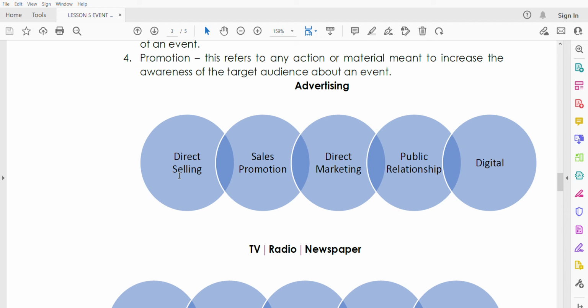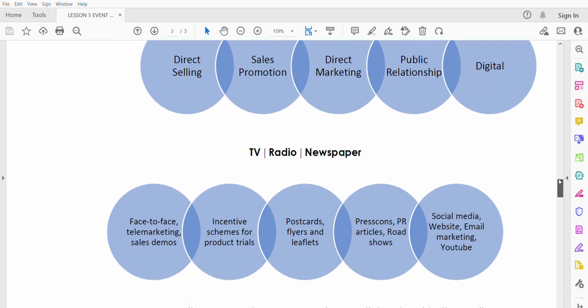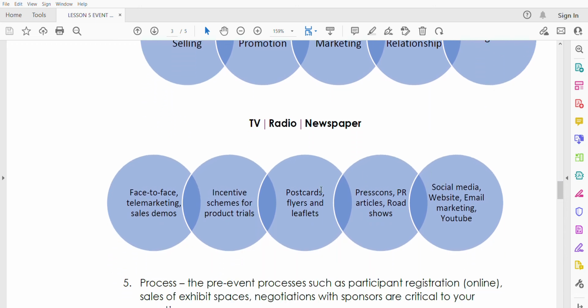Direct selling, sales promotion, direct marketing, public relations, as well as digital marketing. You can also use TV, the radio, or newspapers. So, pwede siya face-to-face telemarketing or you conduct sales demonstrations. Incentive schemes for product trials, postcards, flyers, and leaflets, press cons, PR articles, roadshows, and the use of social media, different websites, email marketing, and YouTube advertisements.